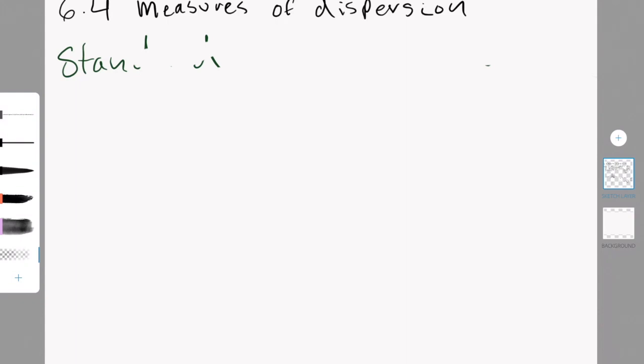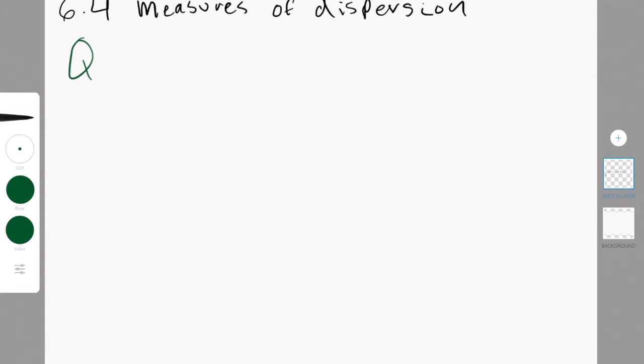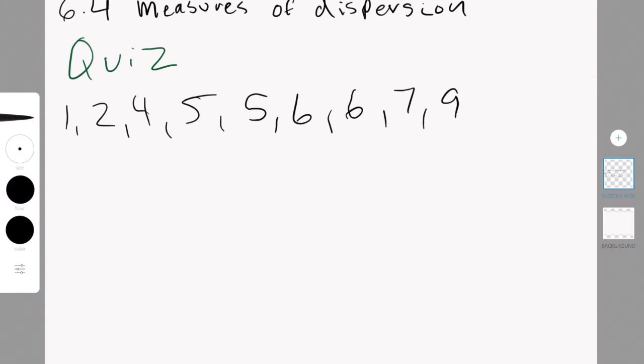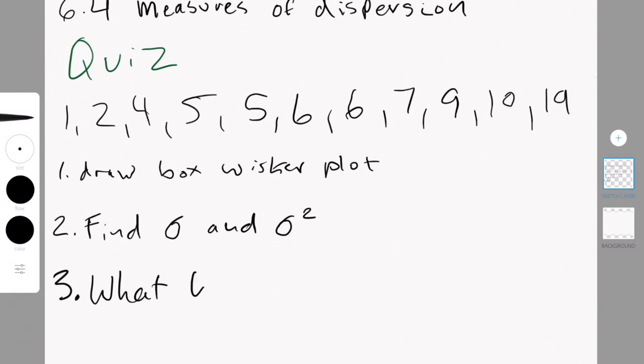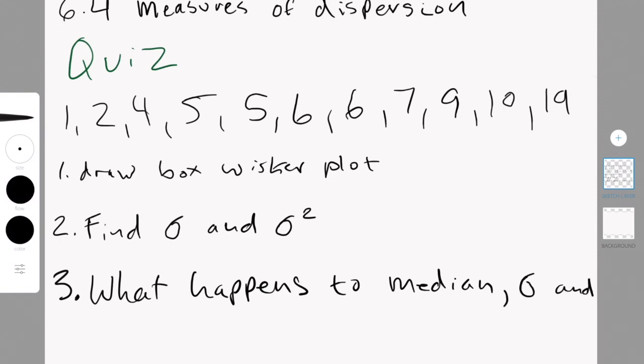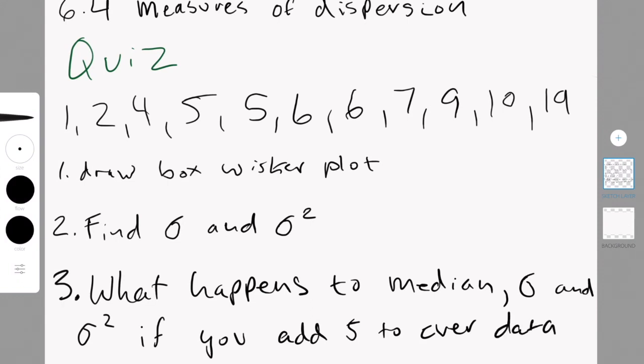And now we are done with all the information for 6.4, and it's time to do the quiz. Here is your set of data. And the questions are, draw a box and whisker plot. I forgot the and, but that's okay. Find the standard deviation and variance. And what would happen to the standard deviation if you add 5 to each of the data values? Now, we haven't discussed this, but try and think about it and see what happens. And I also decided to explain what happens if you multiply everything by 2 as well. But don't think about that right now. I'll just explain that during the other thing.